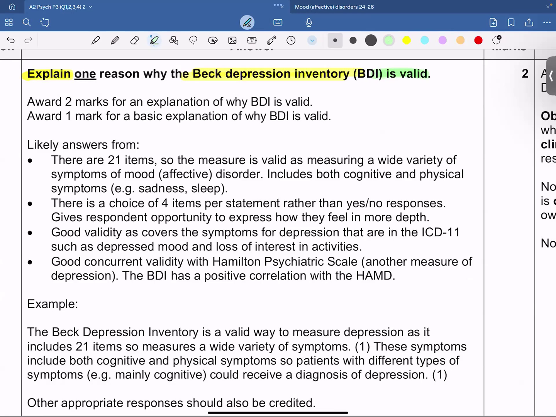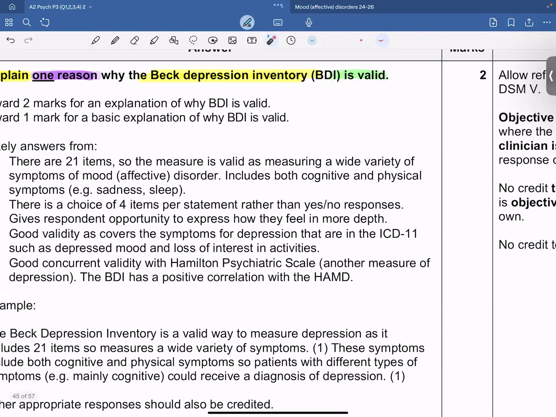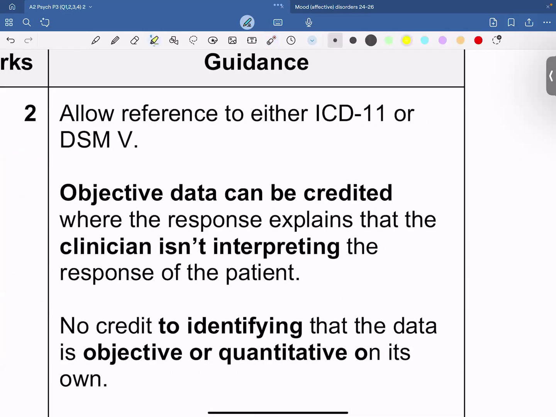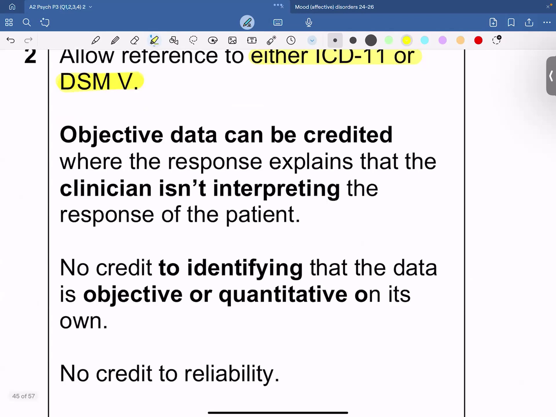So remember, it has to be one reason. Okay, focus on that. It has to be one reason, elaborated enough so that you hit a 2 on 2 over here. Having a quick look at the guidance, allow reference to either ICD 11 or DSM 5, both. Objective data can be credited where the response explains that the clinician isn't interpreting the response of the patient.